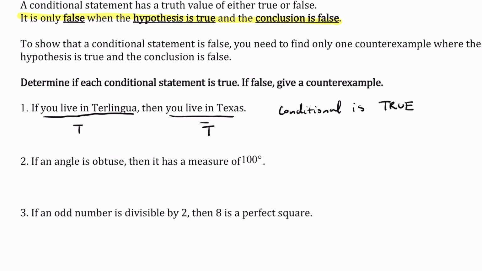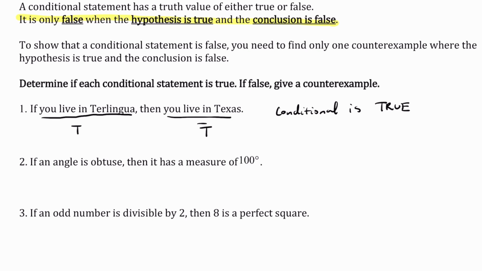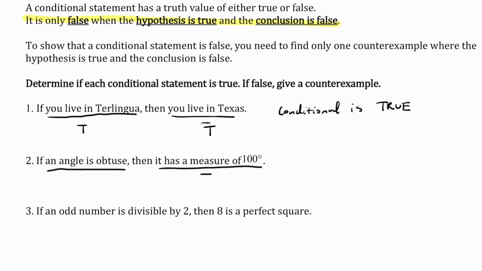So please remember what I highlighted over here. It is only false when the hypothesis is true and the conclusion is false, it being the conditional statement itself. Number 2. If an angle is obtuse, then it has a measure of 100 degrees. An angle is obtuse is our hypothesis, which I will underline once. It has a measure of 100 degrees is our conclusion, which I will underline twice.